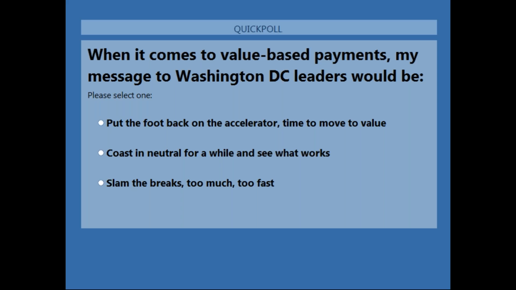It asks, when it comes to value-based payments, my message to Washington, D.C. leaders would be, and please select one: put the foot back on the accelerator, time to move to value; coast in neutral for a while and see what works; slam the brakes, too much, too fast.